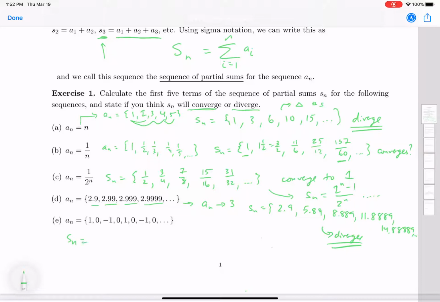All right, and our last one here, our first entry is 1. We add 0 to 1, we get 1. Add negative 1 to that, we get 0. Add 0 to 0, we get 0. Add 1 to that, we get 1. Add 0 to that, we get 1, etc. And this is just going to bounce back and forth between 1s and 0s. So this is going to diverge. It doesn't get ridiculously large, but it's never going to settle down on either a 0 or a 1, so it will not converge.